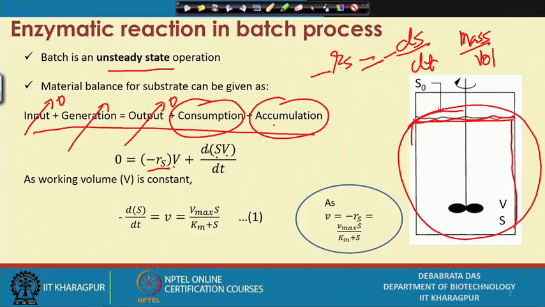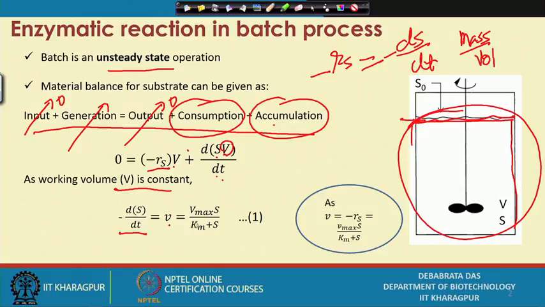S into V, ds into V by dt. Now, when you differentiate this, V is constant, the volume of the reactor is constant. So, it will come out. So, it will be ds by dt. So, I can write minus ds by dt equal to V.